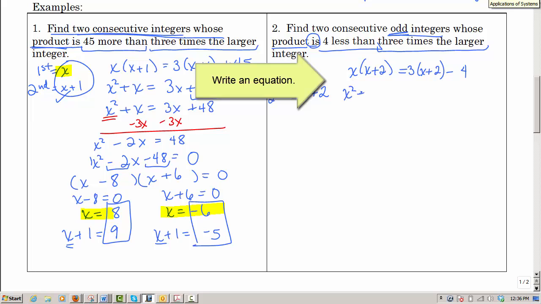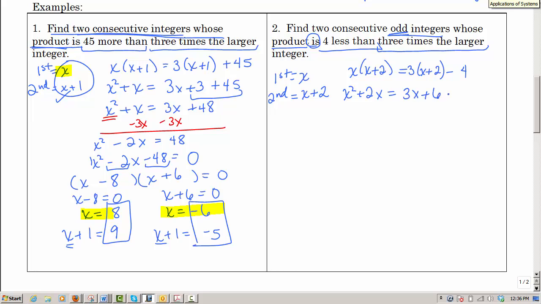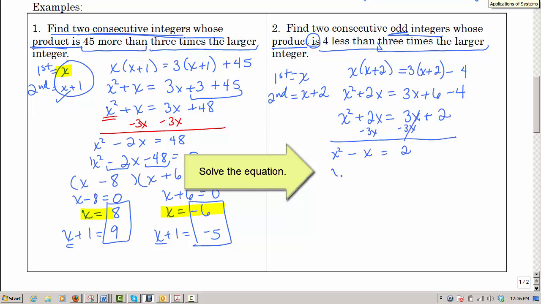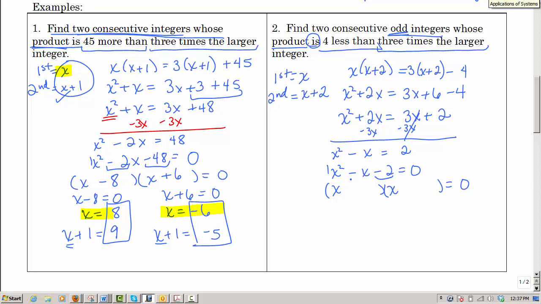So now I need to multiply, collect like terms, and again you must set them equal to 0 before you start factoring. So I'm going to subtract 3x from both sides. I'm going to subtract the 2 from both sides. And again, I have a leading coefficient of 1, so what multiplies to get negative 2 and adds to get negative 1? Setting both factors equal to 0 and solving for x.